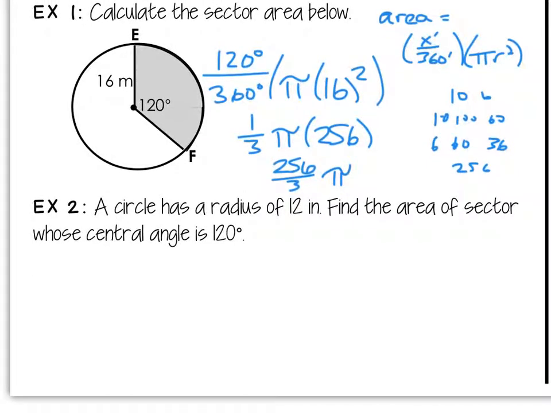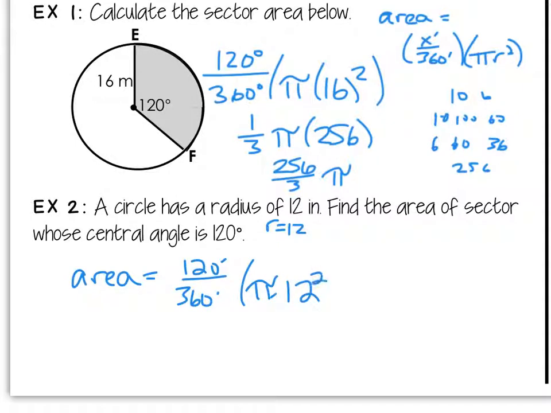So example 2, a circle has a radius of 12 inches, so r is 12. Find the area of the sector whose central angle is 120. So my area, sector area, is 120 degrees out of 360 times pi and my radius squared. So 1/3 times 144 pi, which is going to give me 48 pi.